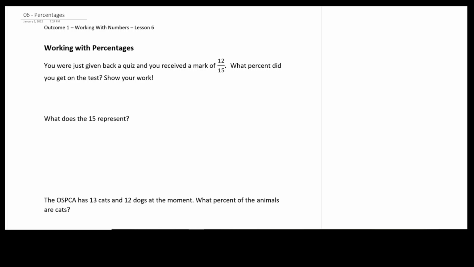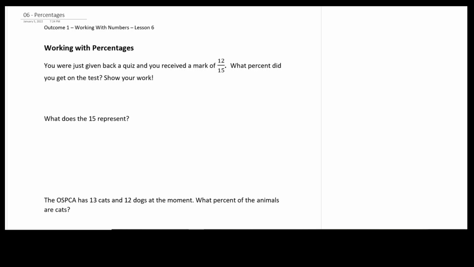Alrighty, folks, so jumping into lesson 6 here. This whole lesson's about percentages and working with percentages. These are things you've seen before, we're just going to make sure that we're all on the same page and we all know how to handle these different types of problems with percents.